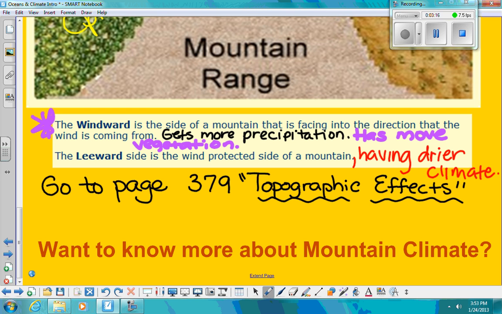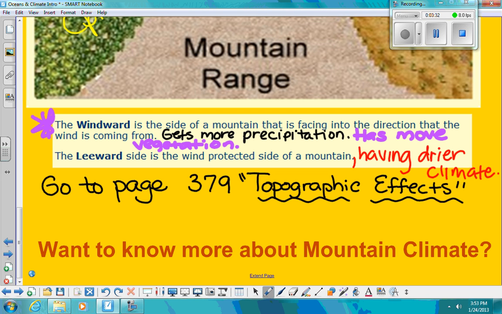So water heats up and cools down more slowly than land. Thus, large bodies of water affect the climate of coastal areas. Many coastal regions are warmer in the winter and cooler in the summer than island areas at similar latitudes.